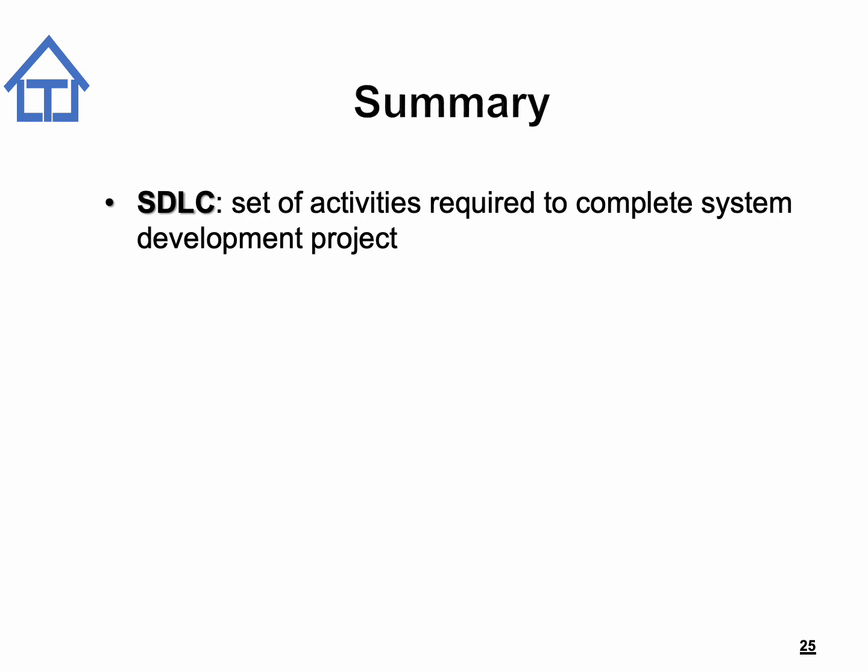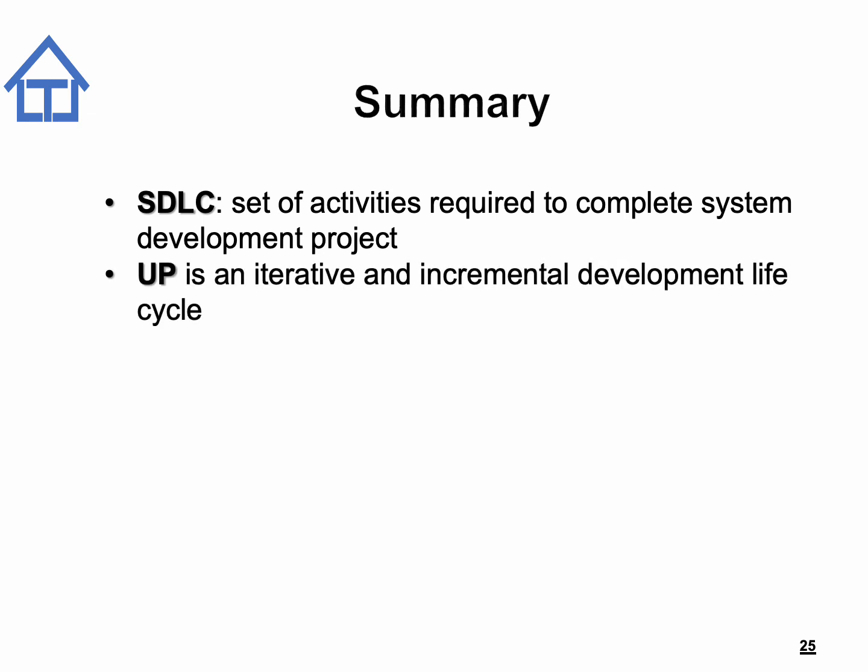We have now come to the end of this session. Let's summarize what we have covered. We had looked at the software development life cycle, which consists of a set of activities that are required to complete a system development project. We examined one system development methodology, the unified process, which adopts an iterative and incremental development life cycle.